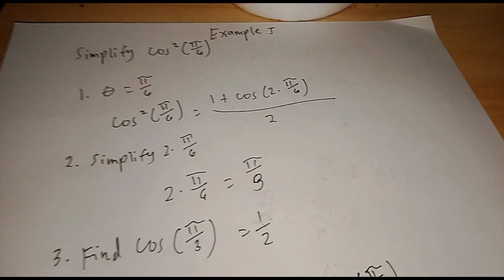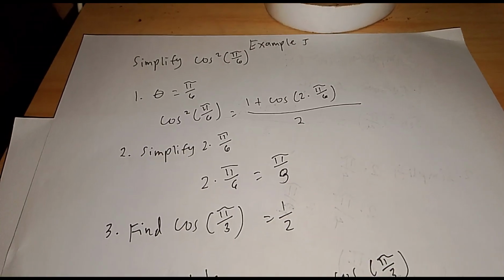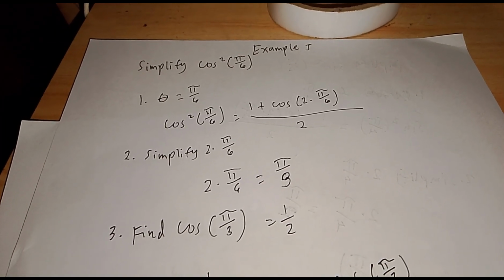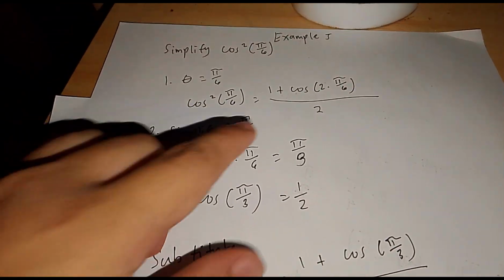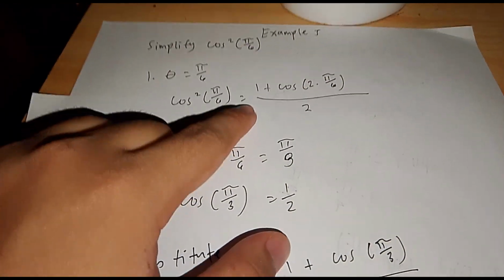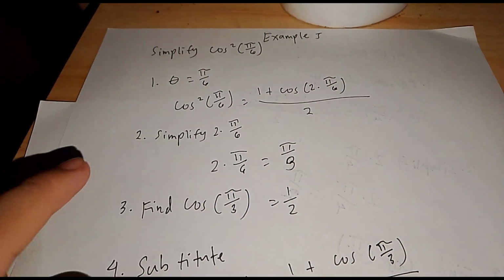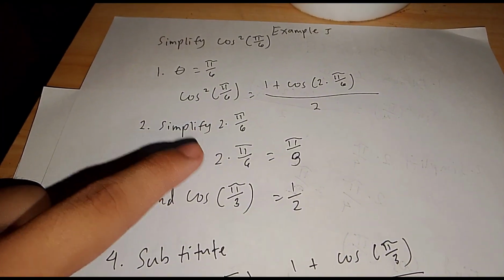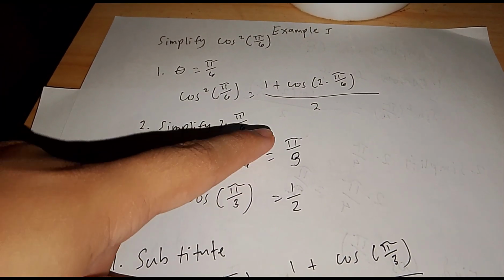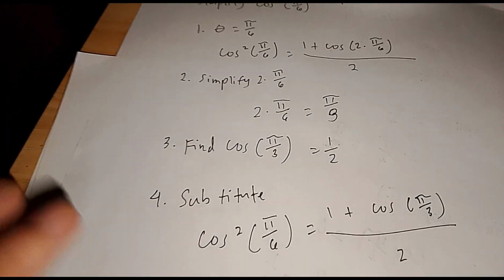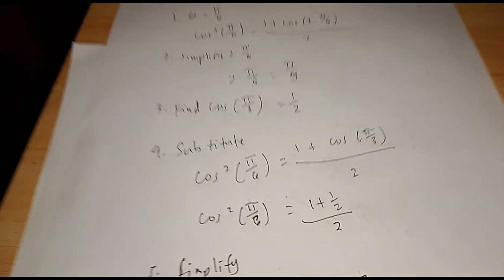Example number 5 is simplify cosine squared pi over 6. So theta is equal to pi over 6. So cosine squared pi over 6 equals, write the formula, 1 plus cosine 2 multiplied by pi over 6, over 2. Simplify 2 pi over 6: 2 multiplied by pi over 6 is pi over 3. So let's find cosine pi over 3, which is equivalent to 1/2.